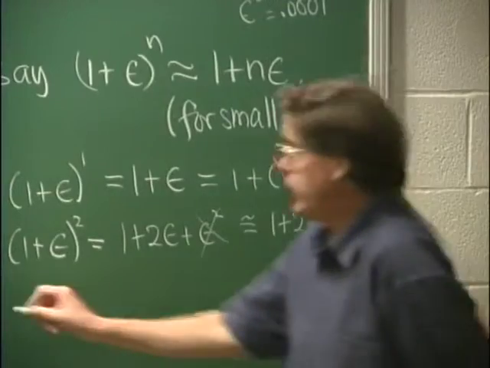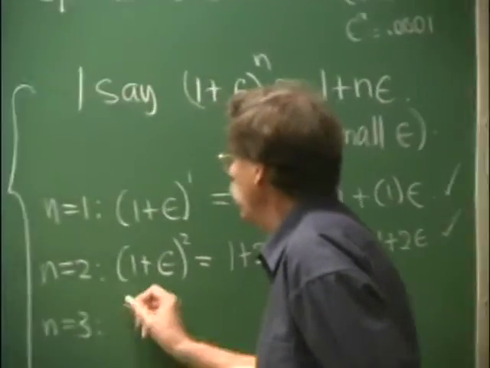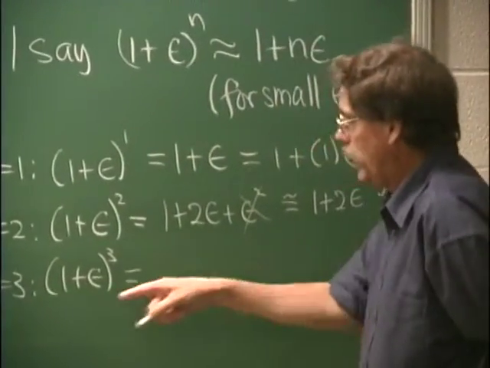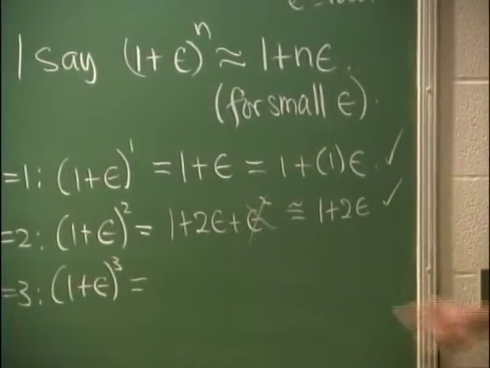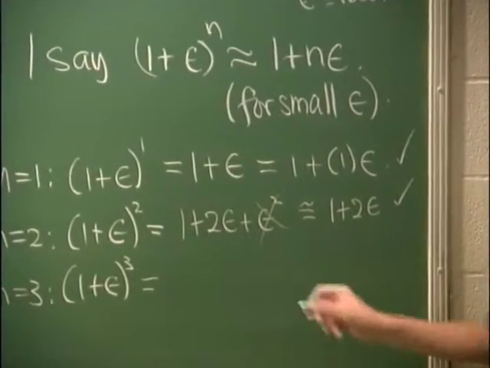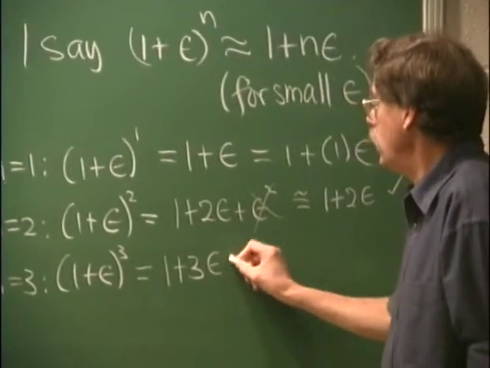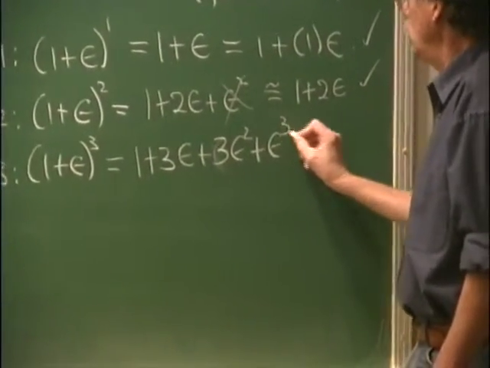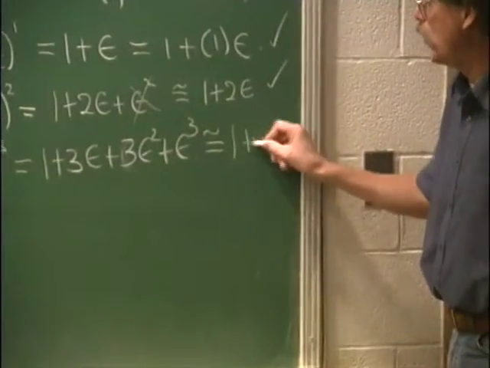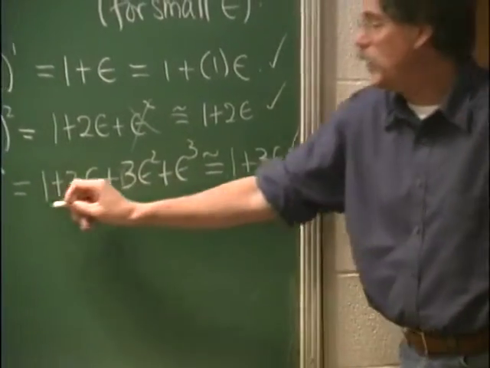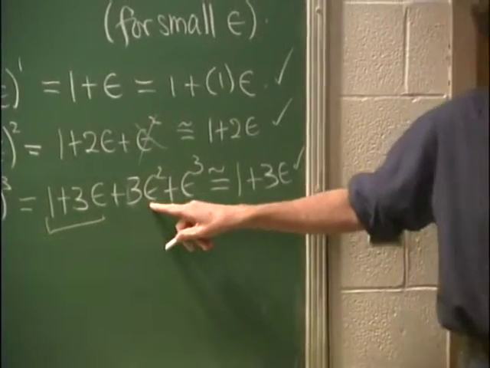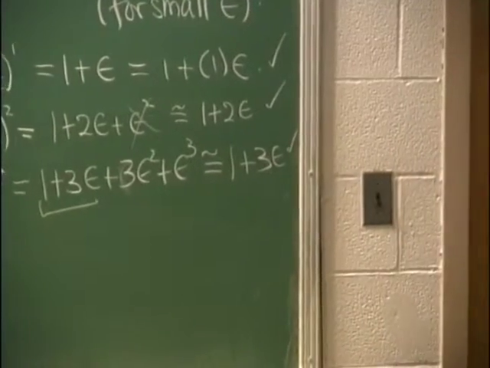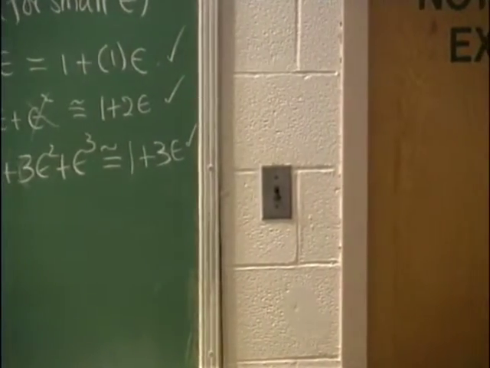But if you did it for n equals 3, you know how to cube a binomial? You can multiply it out. Multiply out 1 plus epsilon times 1 plus epsilon squared, if you like. It's 1 plus 3 epsilon plus 3 epsilon squared plus epsilon cubed. Is that approximately 1 plus 3 epsilon? Yes, it is, because that would involve keeping just the first two terms, throwing away epsilon squared on the ground, that is tiny, and epsilon cubed on the ground, that is even smaller. So you see what the name of the game is?